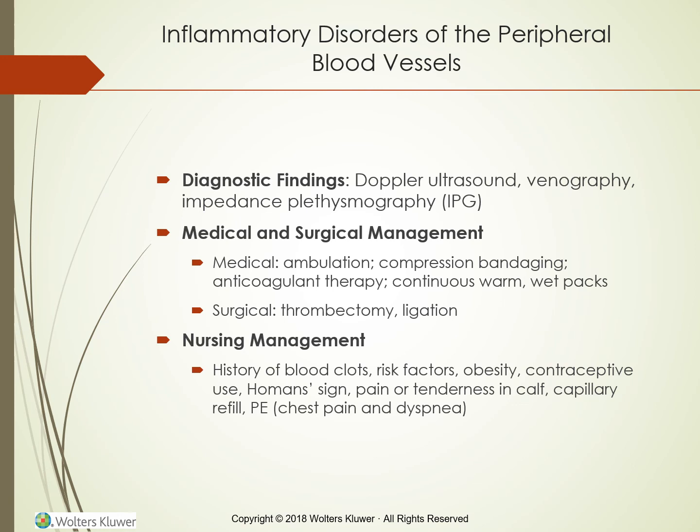Diagnostic findings include Doppler ultrasounds, venographies, and impedance plethysmographies, which are IPGs. Medical and surgical management: ambulation, compression bandaging, anticoagulant therapy, continuous warm wet packs, and surgical intervention, thrombectomy and ligation. Nursing management: take a history of blood clots, risk factors, obesity, contraceptive use, Homans sign, pain or tenderness in calf, capillary refill, and PE, which is pulmonary embolism. Symptoms are chest pain and dyspnea.